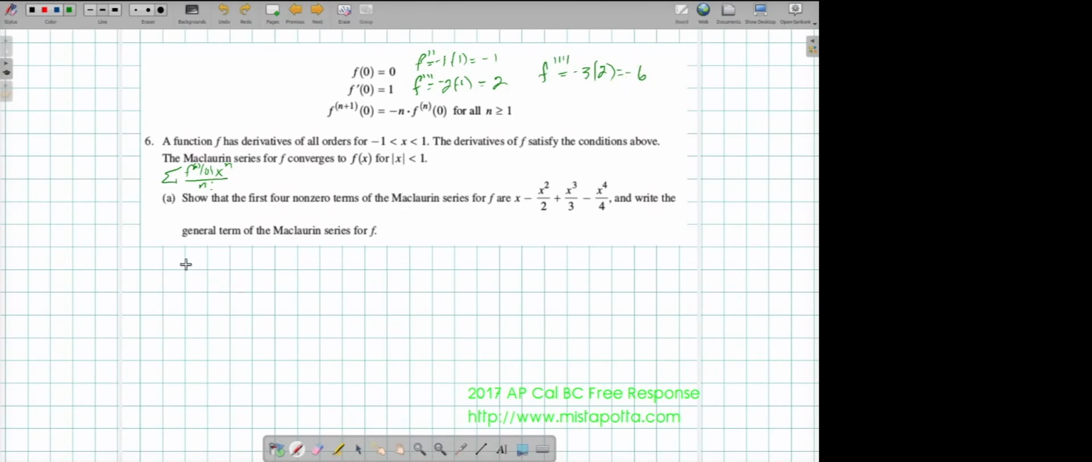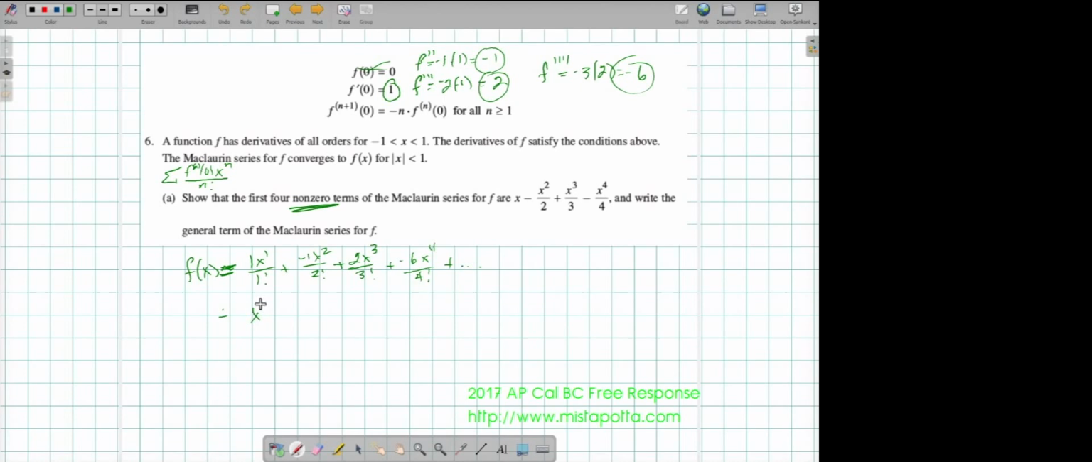So keep in mind that my function, f of x, is going to be equal to, well, my first 4 non-zero terms, which means I really don't care about that term. So the first term I come up with is going to be this 1, x to the first over 1 factorial, plus I'm going to have negative 1, x squared over 2 factorial. My next term is 2, x cubed over 3 factorial. My next term is negative 6, x to the fourth over 4 factorial. And this is going to continue on.